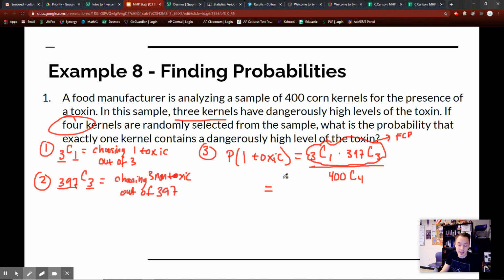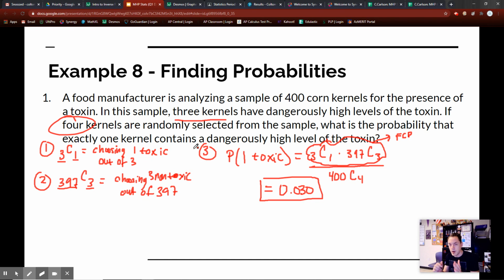But you can still plug it in Desmos, and what you get is a rather pretty low number. It's 0.030. It's like 0.029, but it rounds to 0.030. Okay, so roughly about 3%. So you do have a 3% chance of getting one of those toxic kernels out of the 4 that you choose from the 400. Okay, so that one was rather kind of lengthy.